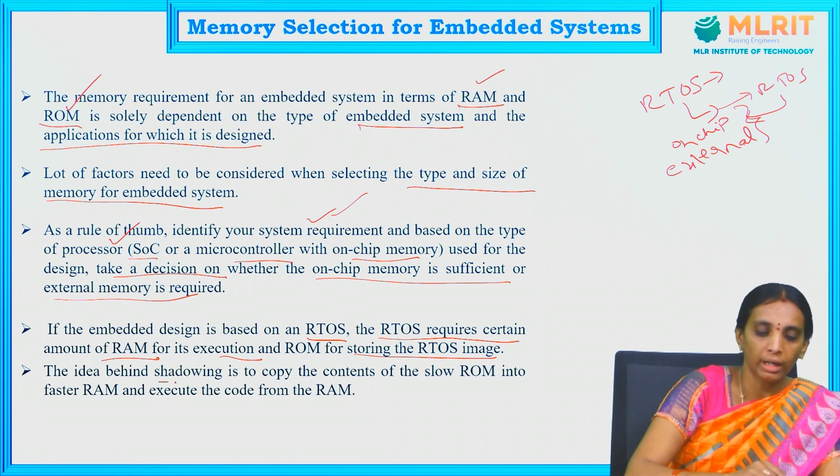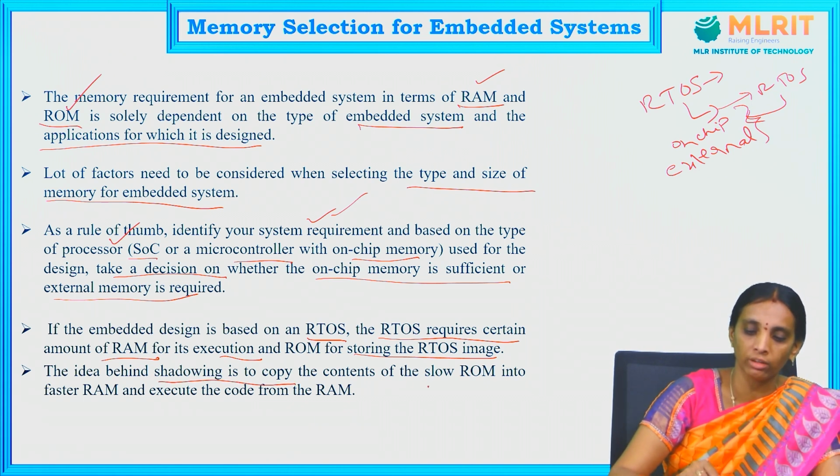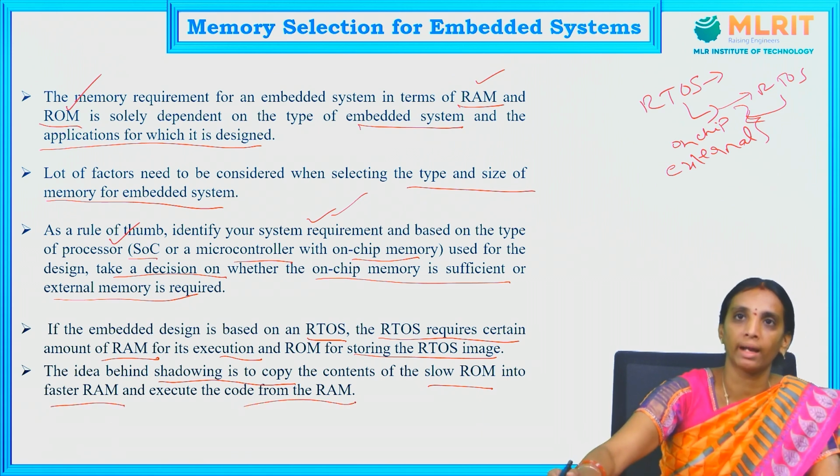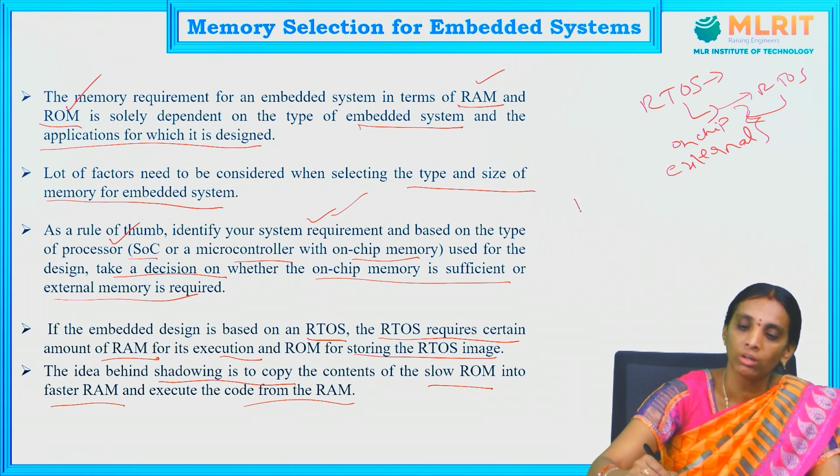The idea behind shadowing is to copy the contents of the slow ROM into the faster RAM and execute the code from RAM. Here we have already discussed the memory shadowing concept, in which we have read enable only for ROM.